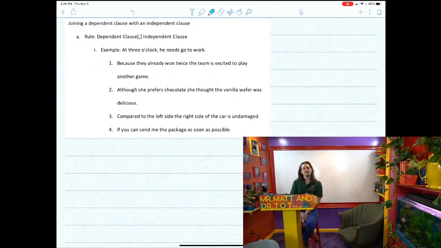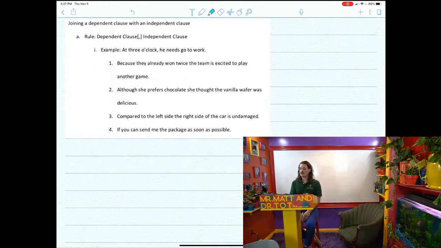So whenever we have a dependent-independent clause construction, we're going to use a comma to separate the clauses from each other. Now the order does matter because oftentimes if you have an independent clause and then a dependent clause, that usually does not require a comma. But if you begin with a dependent clause and then end with the independent clause, there needs to be a comma in between those two clauses.